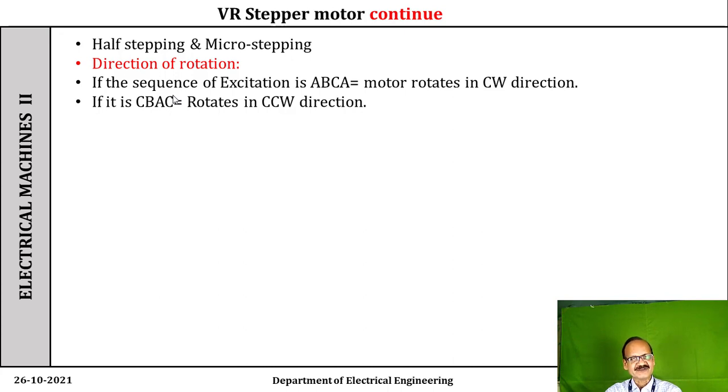See, previously, on a one step, it was 0, 30 degree. Now here, if you excite A and B simultaneously, the rotor will stop midway between 0 and 30, that is 15 degree. Now excite B and C simultaneously, the rotor will step ahead of 30 degree, but in between 30 degree and 60 degree, that is 45 degree.